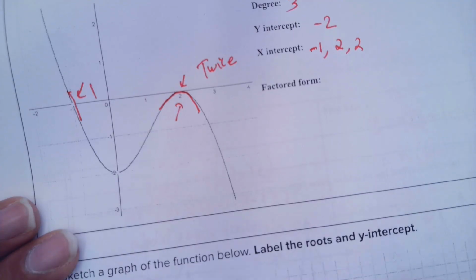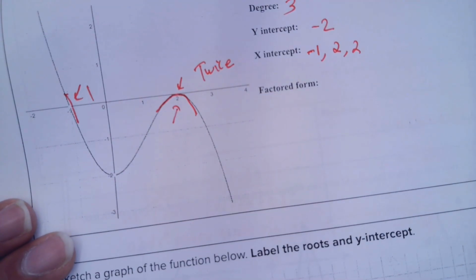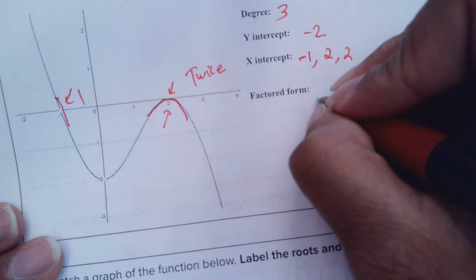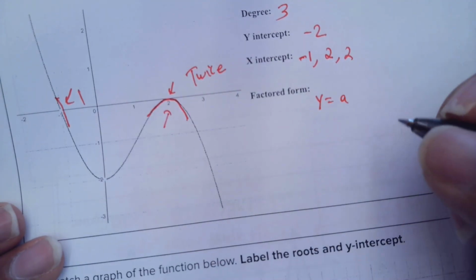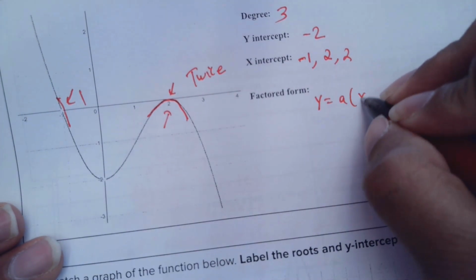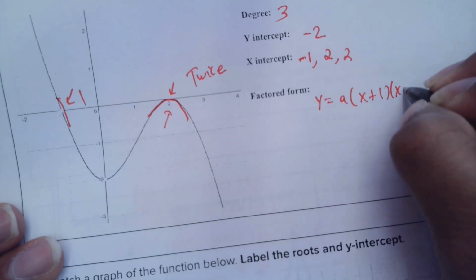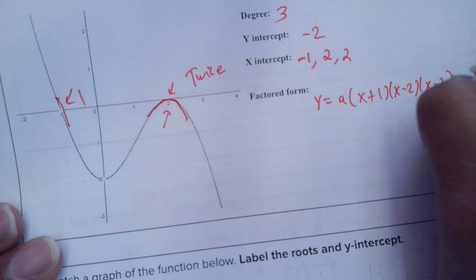Whenever it bounces off, it happens twice, okay? What is the factored form? Factored form is y equals a. You don't know what the a is, we're going to figure it out, right? A times x plus 1 times x minus 2 times x minus 2.